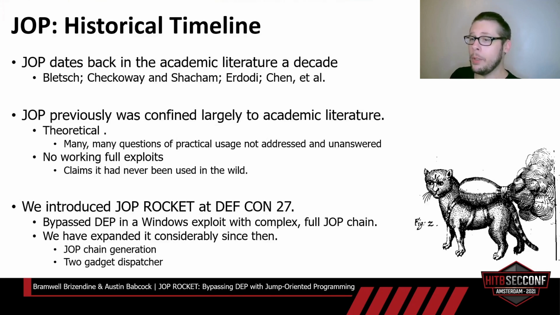So we introduced the JOP ROCKET at DEF CON 27. We did a full JOP exploit to bypass DEP. But since then, we've expanded it tremendously, introducing automation and also the Two-gadget Dispatcher, which you'll hear more about shortly.